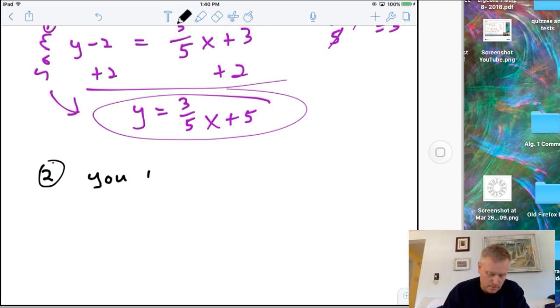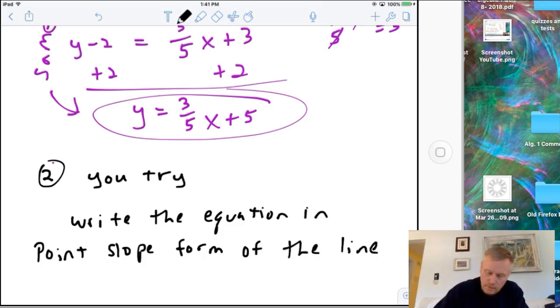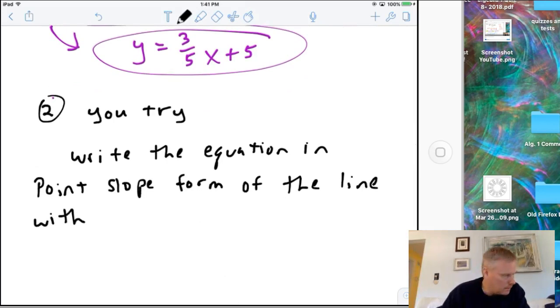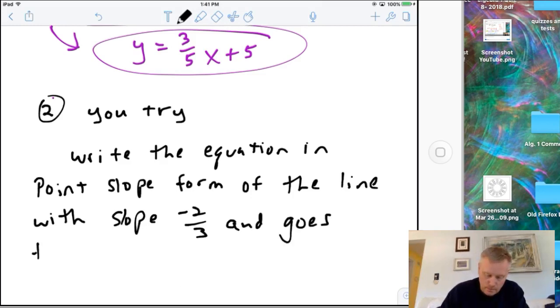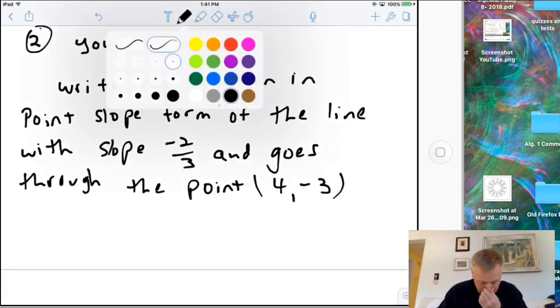Why don't you try, write the equation in point slope form of the line with slope negative 2/3 and goes through the point 4, negative 3. All right, so you try that one and come back and I'll have the answer for you.